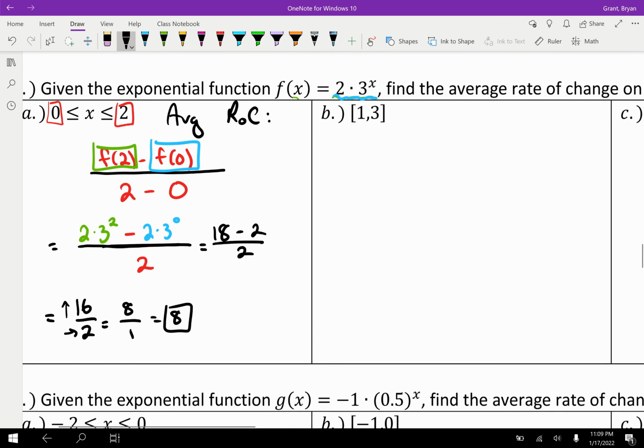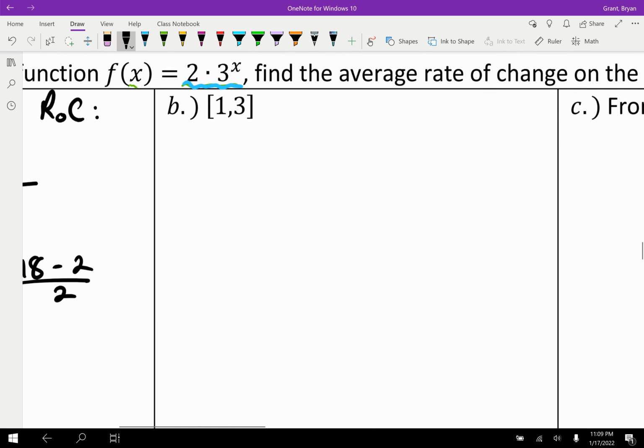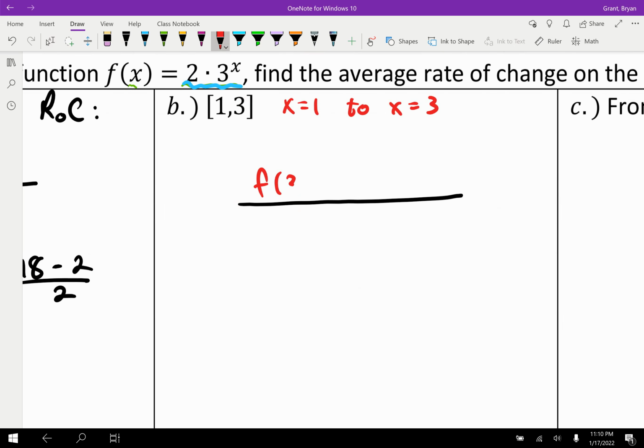All right, well, what if instead of looking from 0 to 2, we looked from 1 to 3? Remember that this is the notation using x values. So this really means from x equals 1 to x equals 3. We have those closed brackets to say include the x values. Let's use our slope formula again. That's our average rate of change every time. f of 3 minus f of 1 divided by 3 minus 1.